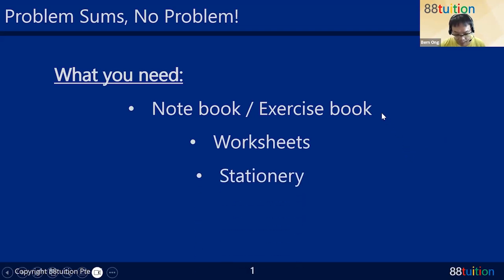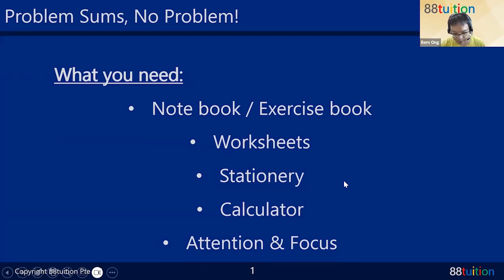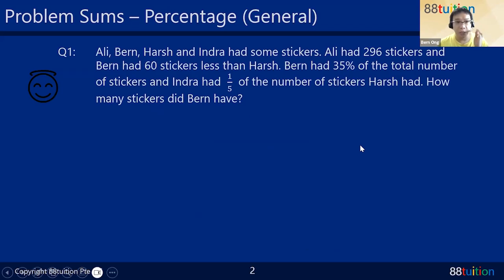Stationery: as you know, I usually draw with different colors, so having more colors would be good for you. The calculator, of course. P5, P6 can use a calculator, so let's try to learn how to use it. And lastly, your attention and focus. I need your attention and focus for the next 1 hour and 29 minutes. Cool? Okay, so let's go into the first question, shall we?